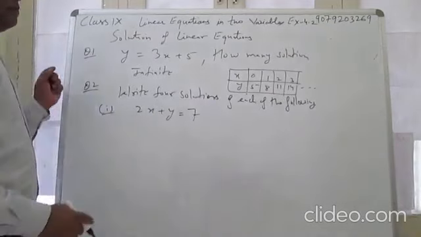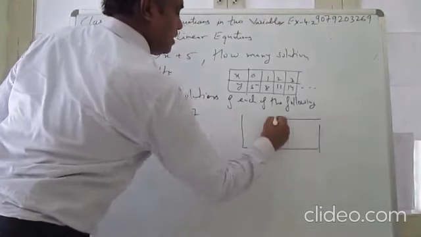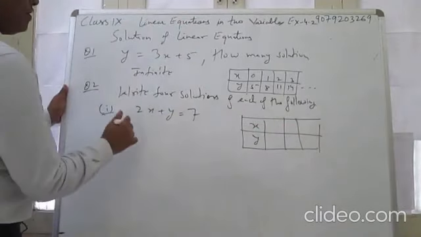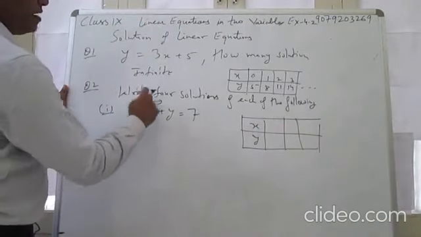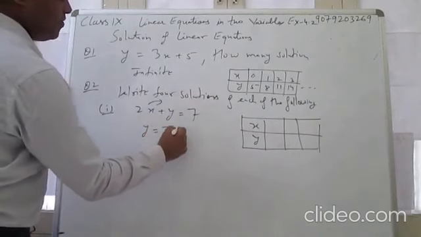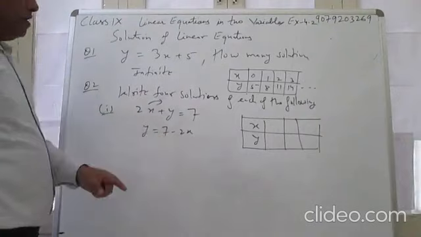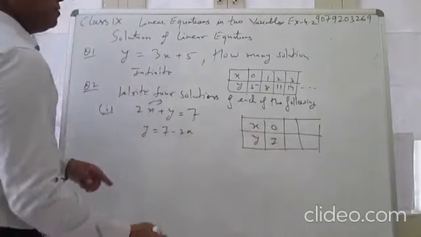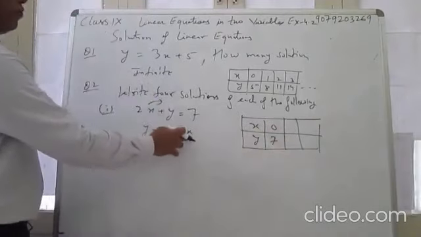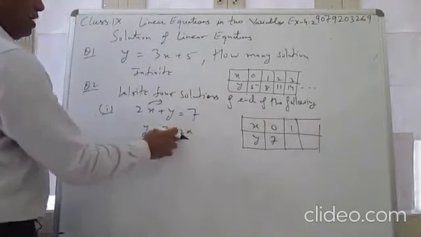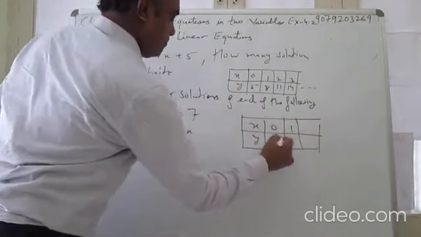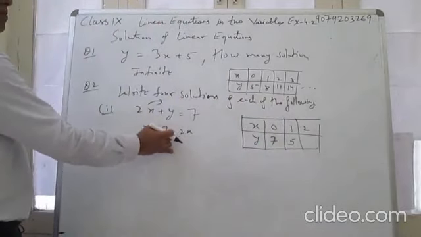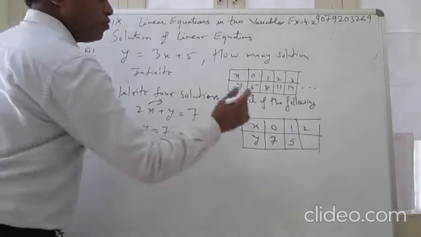Now see here, make a table. It is better you make a table and solve in rough. So what is y? If you transpose x to that side, the value of y is 7 minus 2x. Now if you put x is equal to 0, you will get y is equal to 7. If you put x is equal to 1, you will get 7 minus 2, 5. If you put x is equal to 2, you will get 4, 7 minus 4, 3.